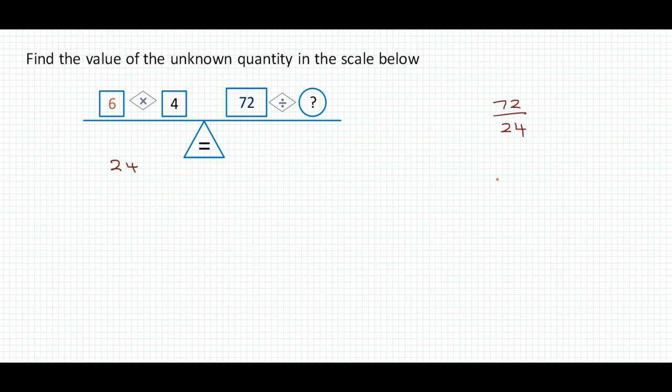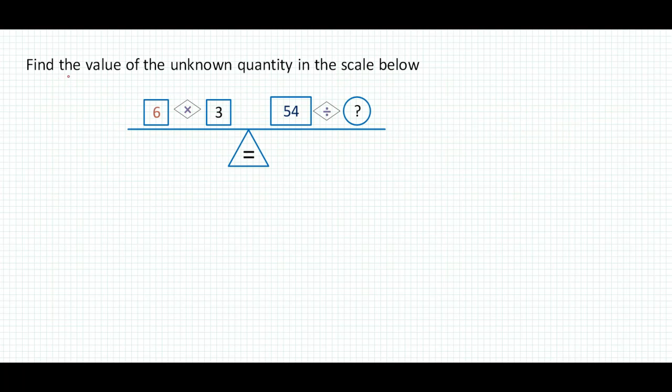You can use the fraction approach or the long division approach. I can divide both sides by 6 and I have 12 and I have 4 here. I can divide both sides by 4. I have 3 and 1. So what this means is I have to divide 72 into 3 equal parts to get 24.